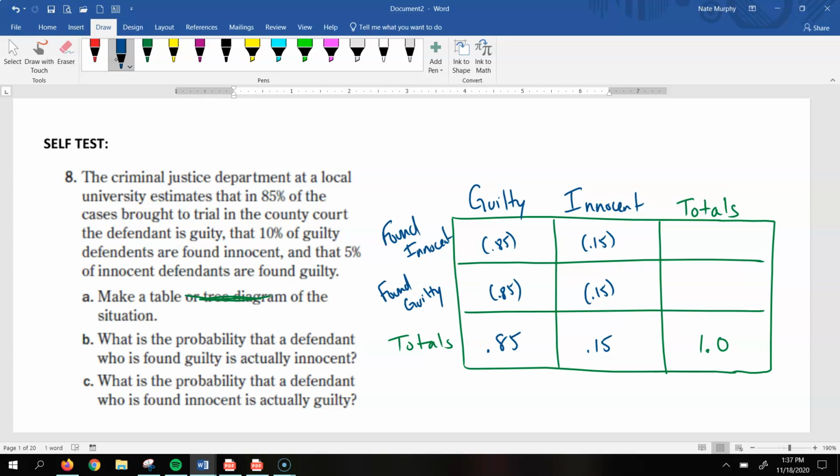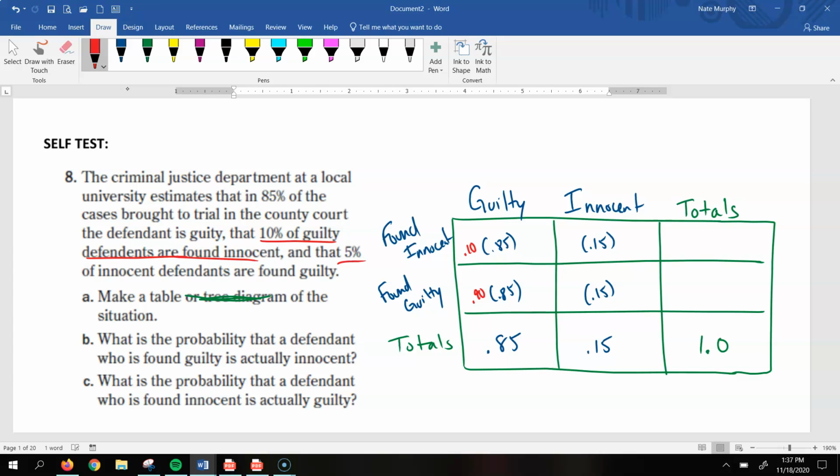Let's see what it says in the next part of the paragraph. Let me underline it here: 10% of guilty defendants are found innocent. So 10% of guilty defendants, that's what's actually happening, are found innocent. That happens 10% of the time, which means 90% of the time, guilty defendants are found guilty. Then it says 5% of innocent defendants are found guilty. So 5% of the time they're innocent and found guilty, and that means 95% of the time you're innocent and found innocent, which is what you want.